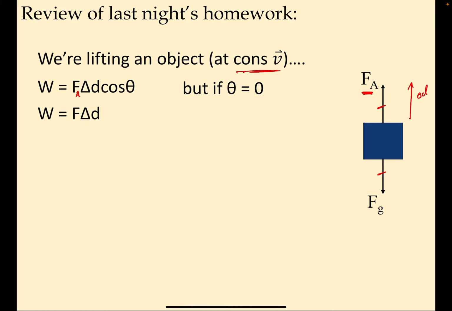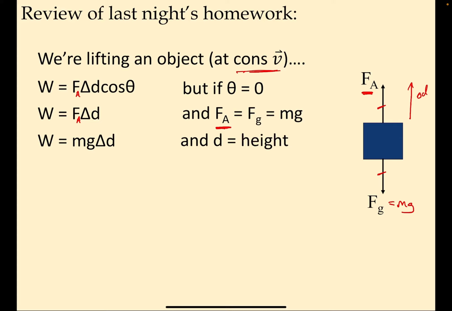Assuming theta is 0, assuming that the displacement is straight up, like this, we can get rid of the cos theta. Remember, cosine of 0 is just 1, so that goes away. The force that we're talking about is F_A. But in this case, if we're lifting it at a constant velocity, then F_A is equal to F_G, which is just mg. Remember, F_G here is mg. What we end up with then is, instead of F_A, we could just say mg.